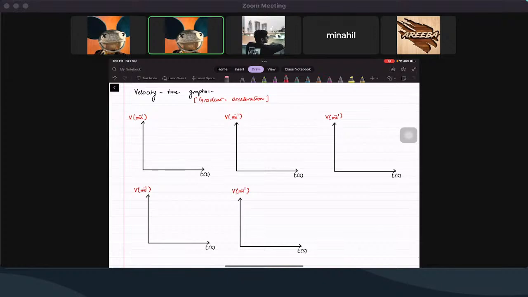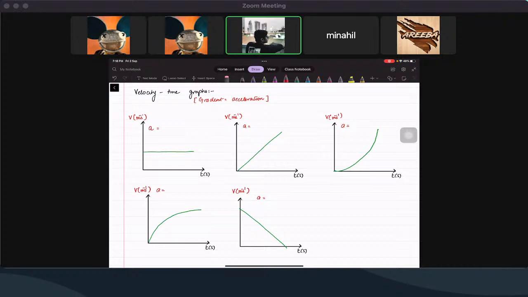Alright everybody, now it shows you a flat line, straight line, curve up, curve down, straight line. Okay, one by one I'm going to ask you now. First of all we're going to comment on the acceleration in all of these. Starting with Burhan. Burhan, what do you say about the first one? So the acceleration is zero. There's no acceleration, because the gradient is zero.